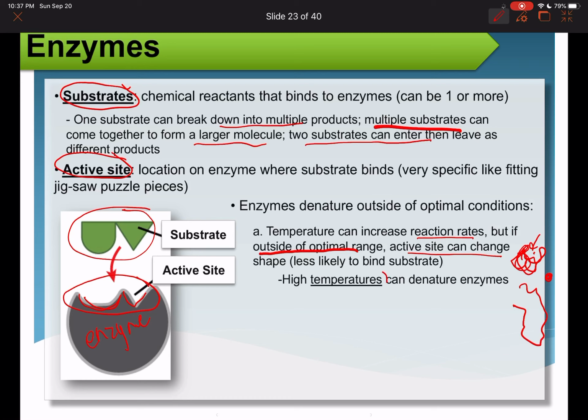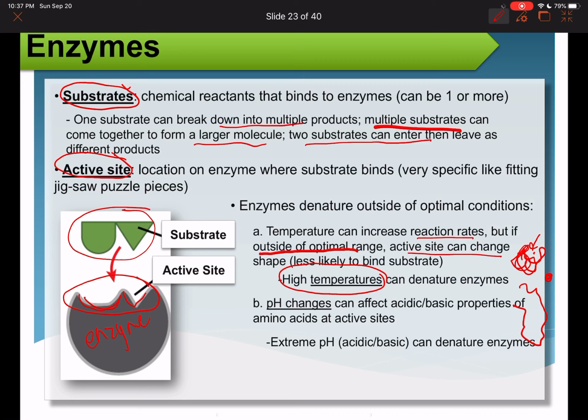And too high of a temperature can denature enzymes, making the enzyme no longer usable, which is one of the variables you're going to explore in lab 6, okay, and what you're going to write about in your lab report, okay.